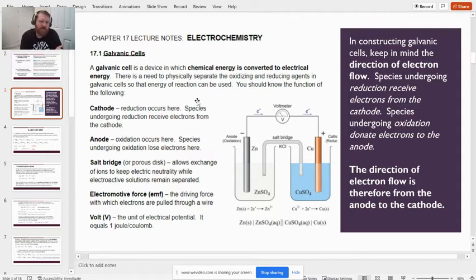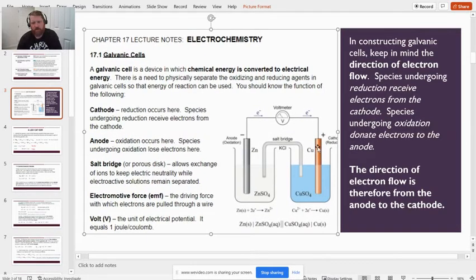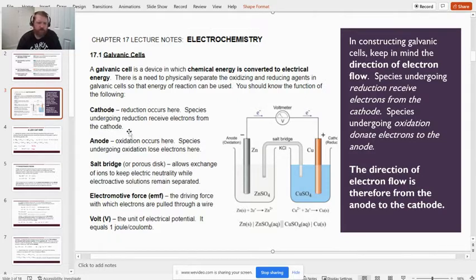So there are different pieces to a galvanic cell. First, there's the cathode. At the cathode, we have reduction. This is where electrons are gained. So this side here is labeled as the cathode. I can't quite see it on my picture here, but it's labeled as cathode. And electrons are actually coming down the wire into the copper, and that's where electrons are being gained.